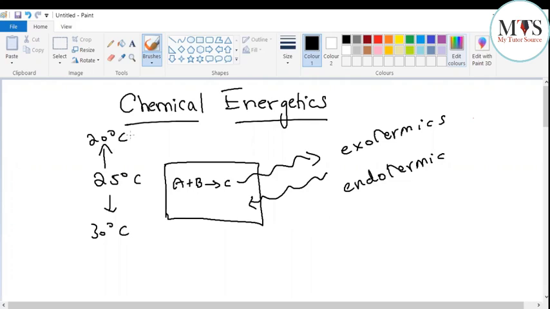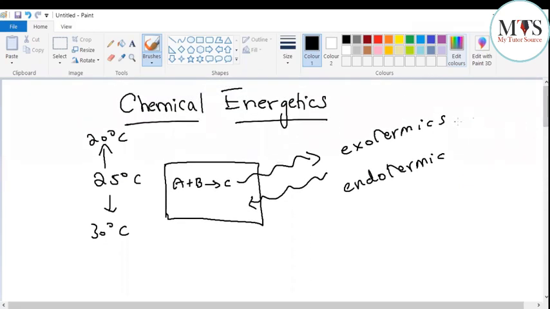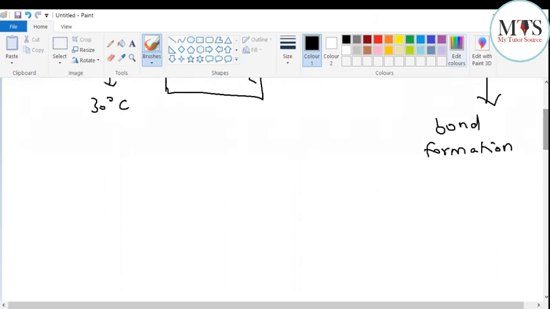Okay. Now exothermic reactions usually focus on bond formations. This means that, let's suppose I have a reaction in which carbon and oxygen have to react together. So I would need one carbon that's going to form a bond with oxygen. This bond formation actually releases energy.